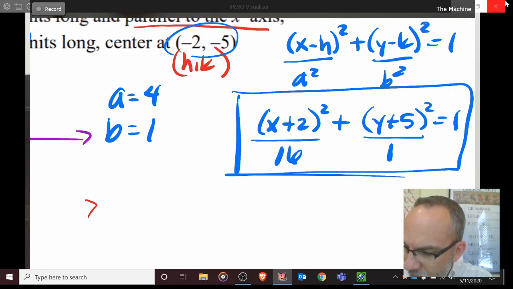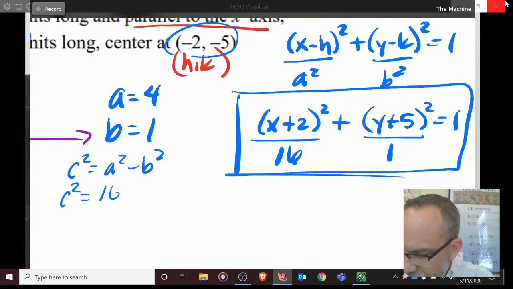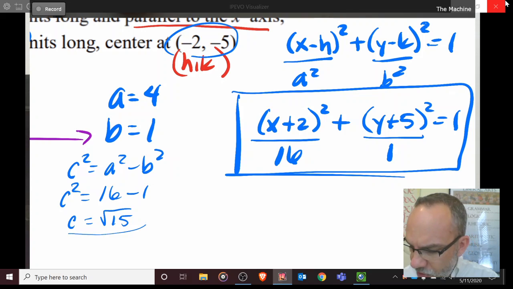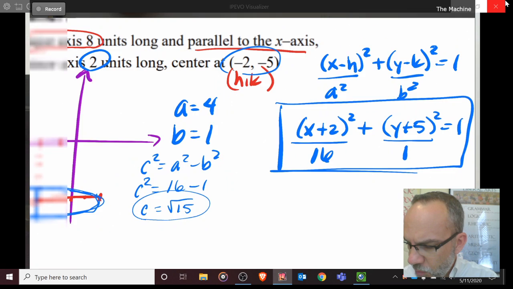What is c? Let me find c here. C squared is equal to a squared minus b squared, where a is always the larger of the two. So I get c squared is equal to 16 minus 1. So c is equal then to the square root of 15. Look, this one didn't come out to be an integer. You're going to have to deal with decimal approximations when you graph, and non-integer values for your foci.